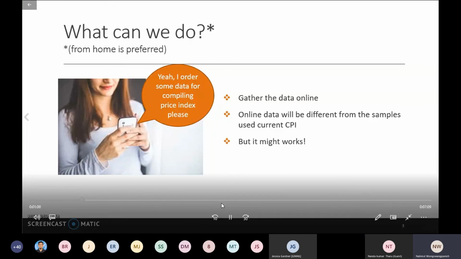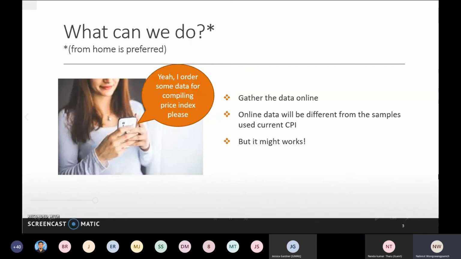Well, since going out is too risky and we are encouraged to stay at home as much as possible, one of the solutions is to gather the data online. Although it has to be kept in mind that online data will be different from the samples used in the current CPI, it is definitely worth a try.